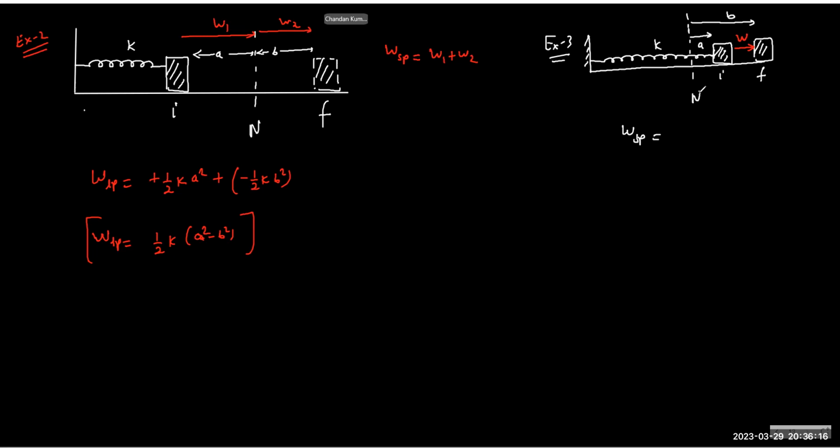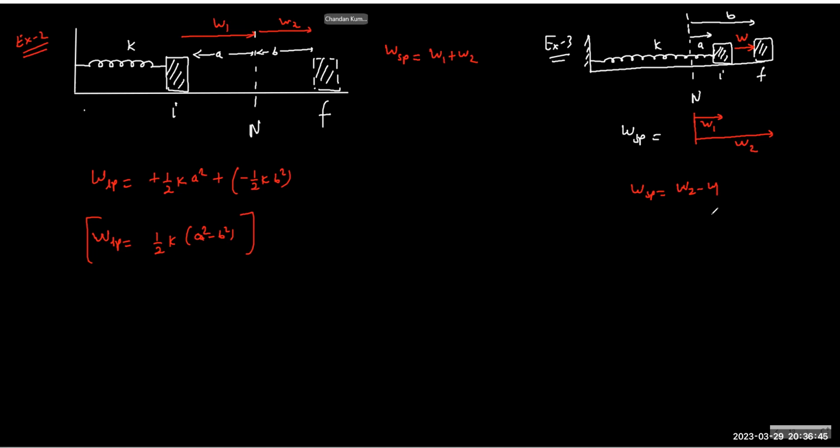Rather, what can we find? We can find natural to initial and natural to final. So how to make the diagram? We know this work, and we can find this work. So what is my answer? My work done by spring should be how much? W2 minus W1. All right.